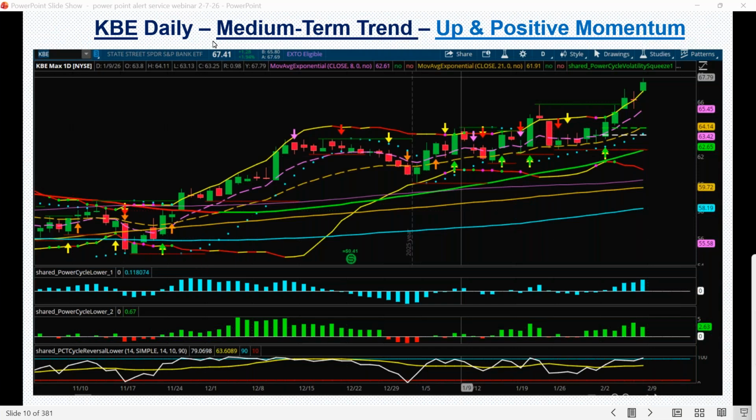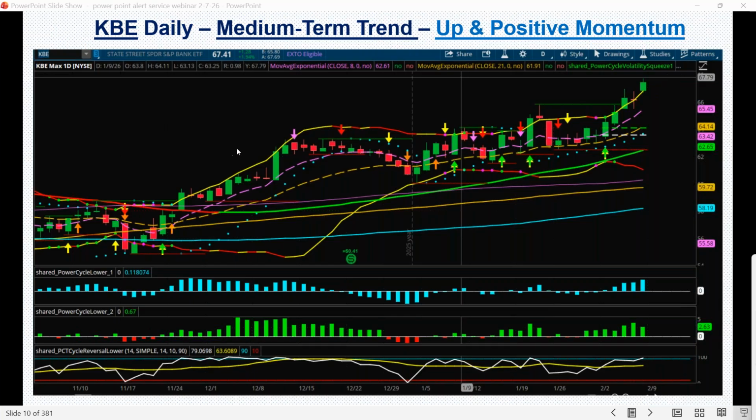So here's the KBE, which is a bank ETF. You can see this is the daily medium-term chart, a really nice trend to the upside, still holding trend on that 21 exponential moving average, with really nice positive momentum right here on cycle 1 and 2, which I look at for momentum. So it's a really nice trend, still moving to the upside. That's the banking sector, and it's really important to have that in line with the markets, and that's holding up.